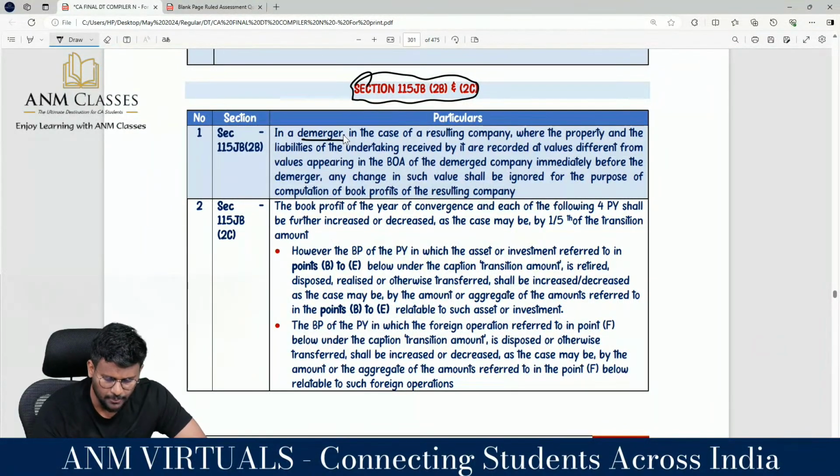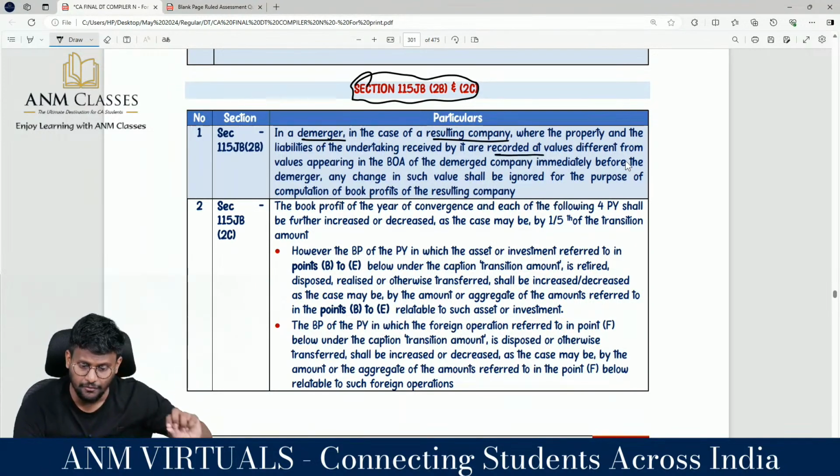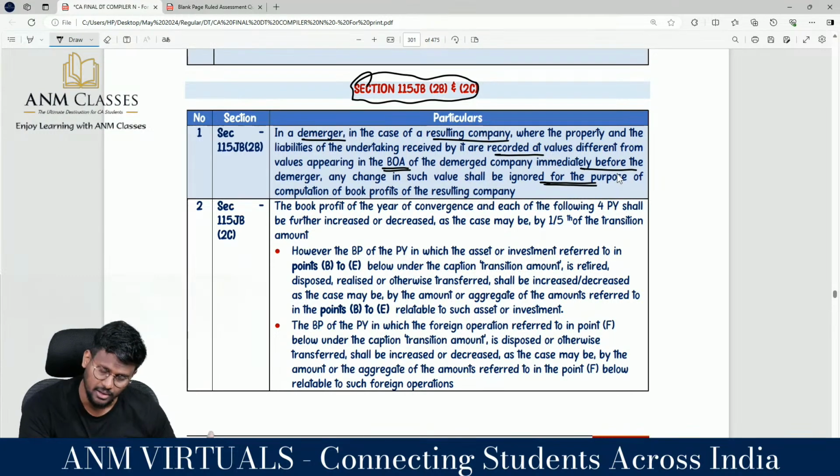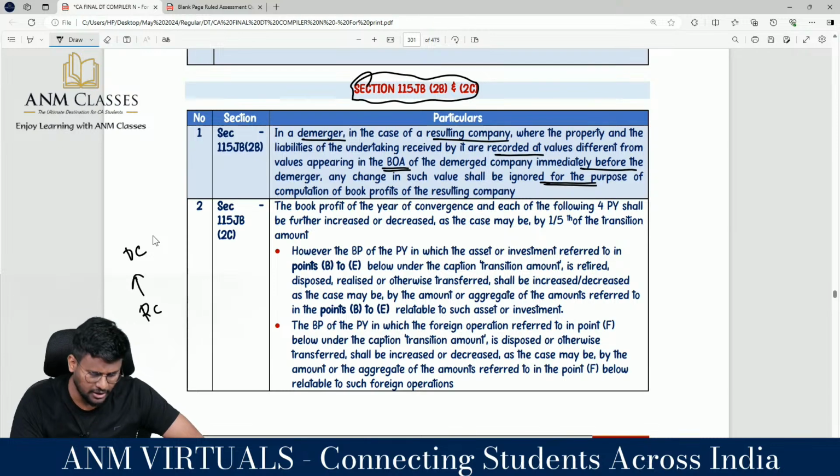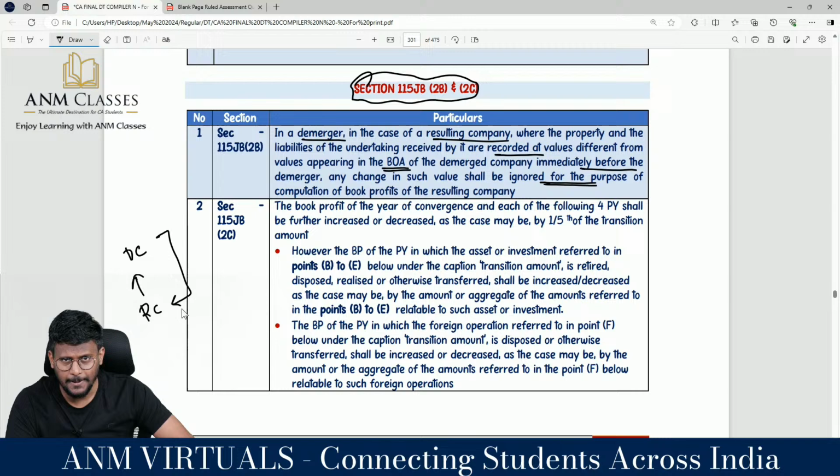Now in a demerger, in case of resulting company, where the property and the liability of undertaking received by it are recorded at a value different from the value appearing in the books of accounts of the demerged company immediately before demerger, any change in such value shall be ignored for the purpose of computation of book profit of the resulting company. We know that in demerger 2 companies will be there. Number one, the resulting company and the demerged company. All the assets and liabilities of the demerged unit will be transferred to the resulting unit. Am I right? Yes, sir.